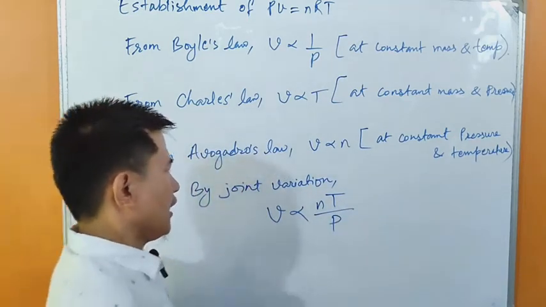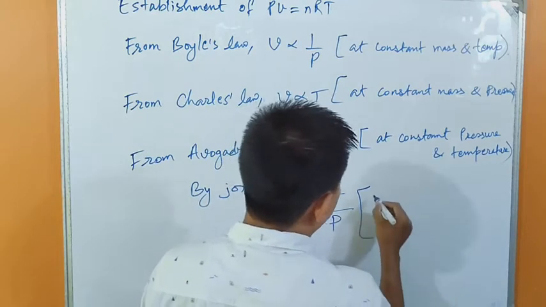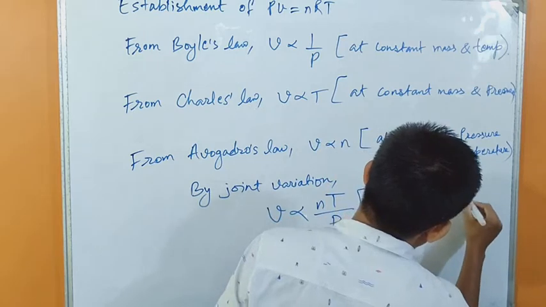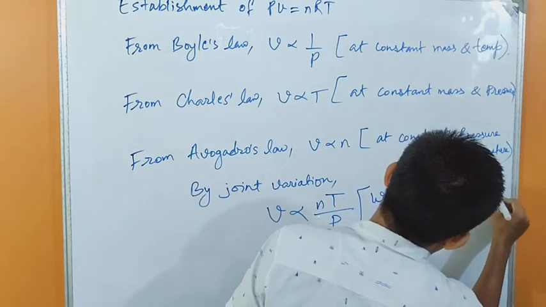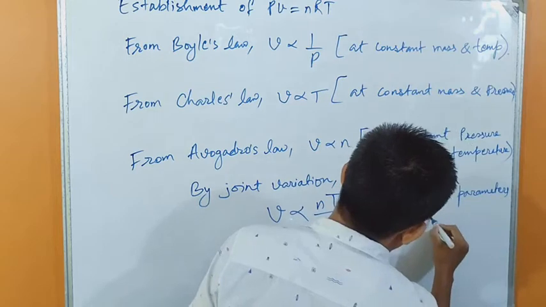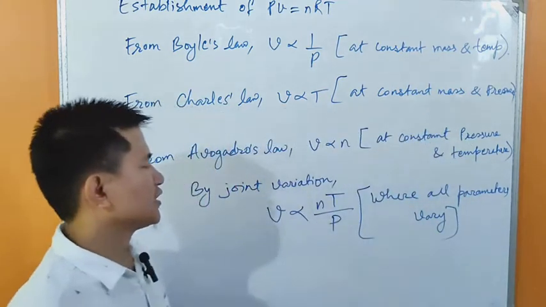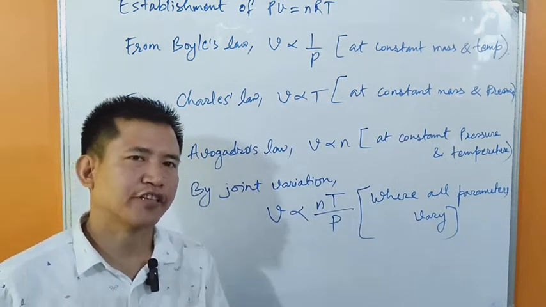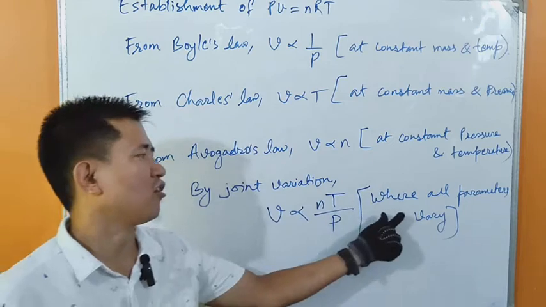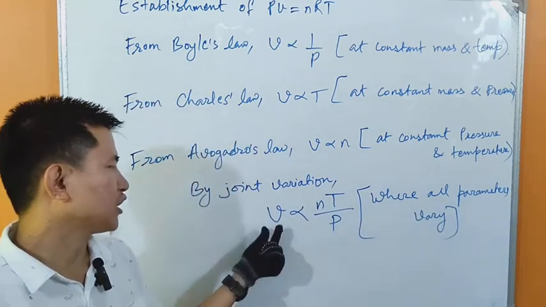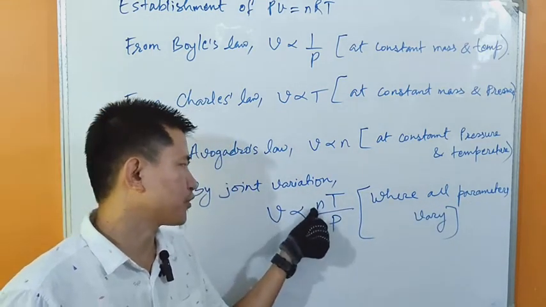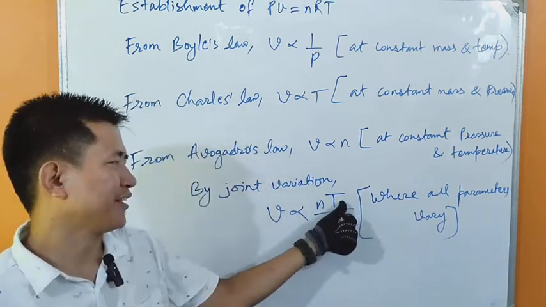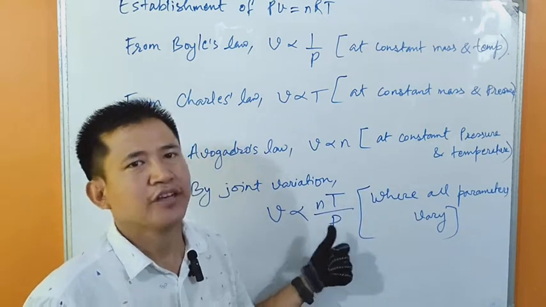Okay, at this condition we should never forget to write where all parameters vary. This means nothing is constant here. Volume, number of molecules, absolute temperature and pressure, everything is variable and nothing is constant. In this condition, we see volume of gas is directly proportional to number of molecules of the gas and directly proportional to absolute temperature, but inversely proportional to its pressure.